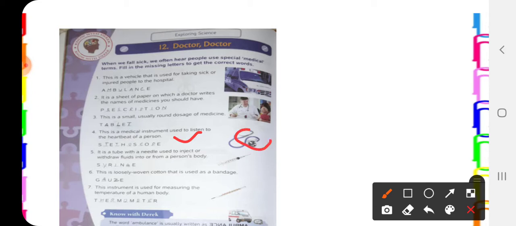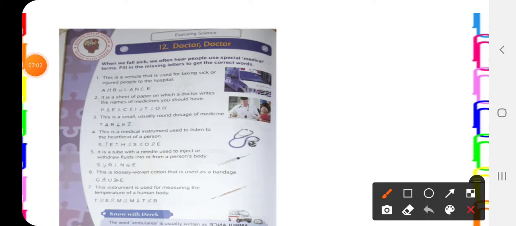Okay, you can see the picture out here. This is a picture of a stethoscope. So this is stethoscope.